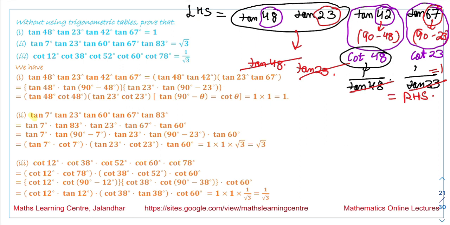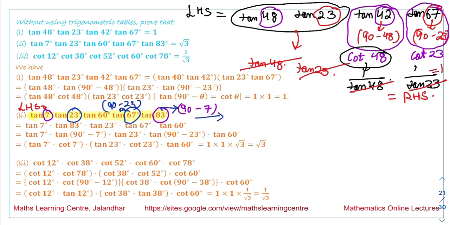Now in the next question, we are given tan 7. This is the LHS of the next part, the left hand side. Now in this question we can see that 7 plus 83 is 90 degree, and 23 plus 67 is 90 degree. So in place of this 83 we are writing 90 minus 7, and in place of this 67 we are writing 90 minus 23.